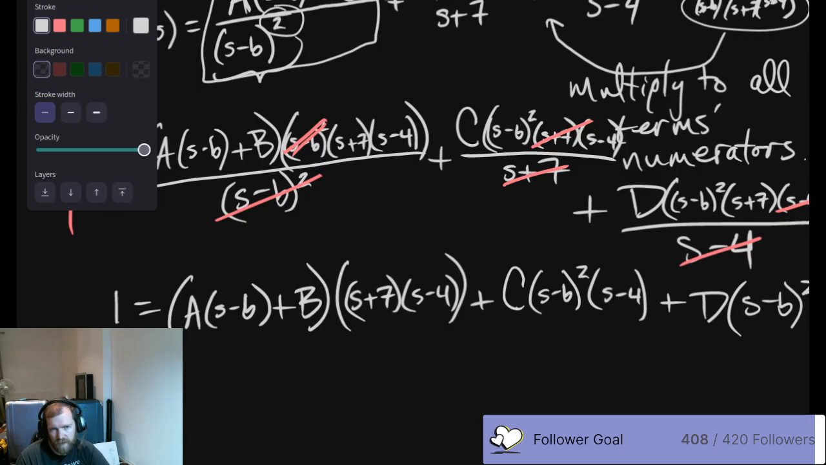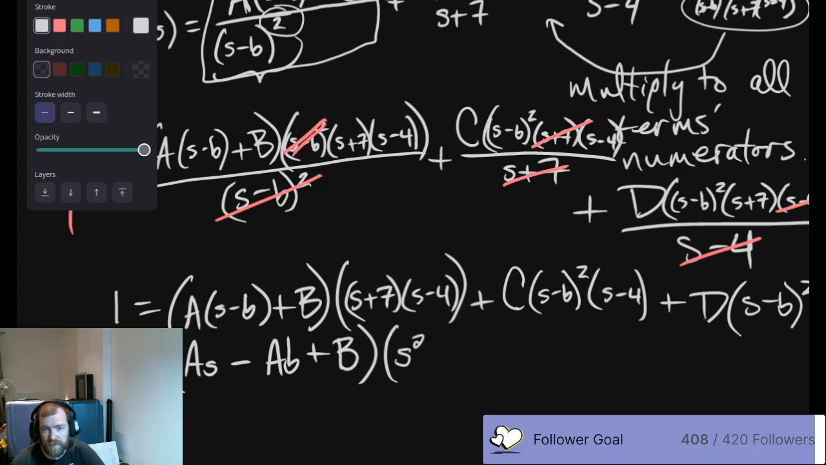So if we do this, we got 1 is equal to, here, A times (s minus lowercase b) plus capital B. No, that's not right. Those are not multiplied together. Plus capital B. Okay, there we go. This stuff is all going to be multiplied by the same polynomial we had earlier, so that's s squared plus 3s minus 28.